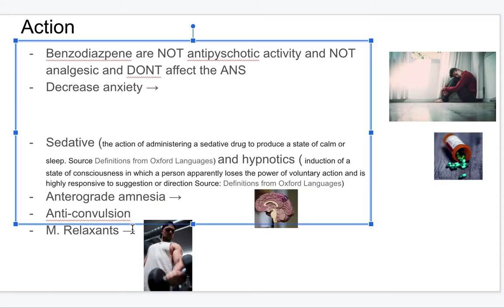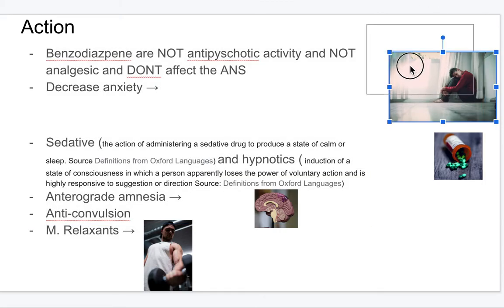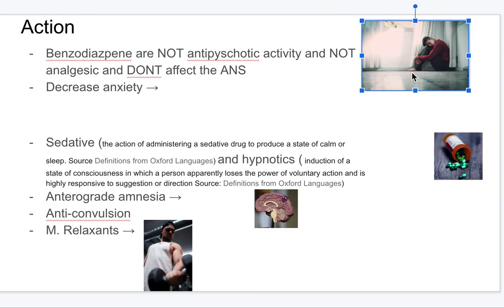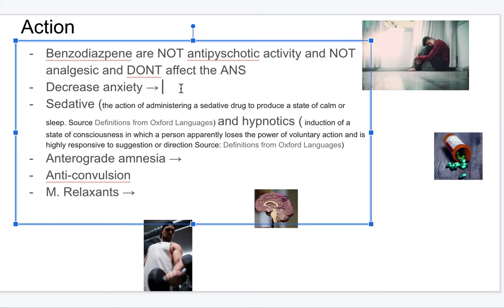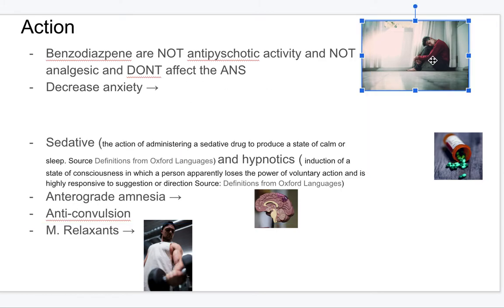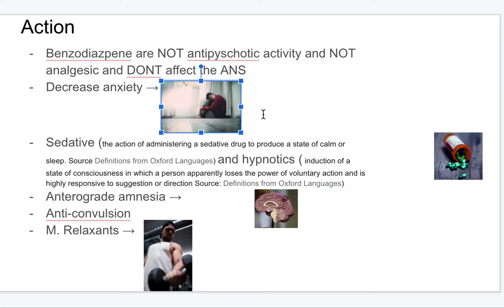So if I were to summarize it, there are basically 5 to 6 clinical activities. The first thing you want to know about benzodiazepine is that it is for people who have anxiety. That's why the first thing I put over here is a picture of someone who is obviously having anxiety problems, and basically what benzodiazepines do is decrease anxiety. That's the main thing they do. So you should put this picture in your head that it should be given to a patient with anxiety problems.